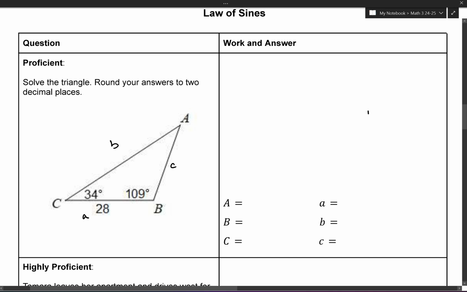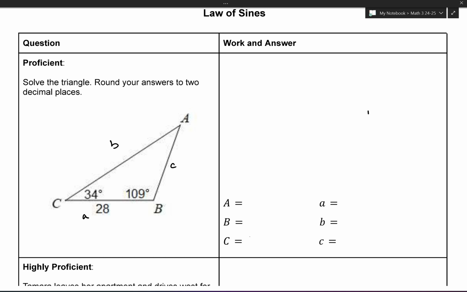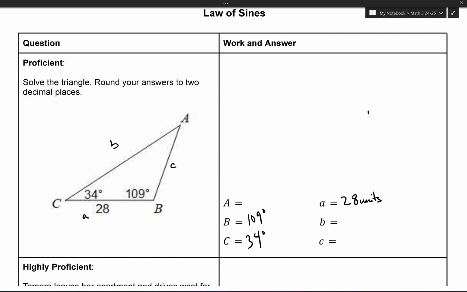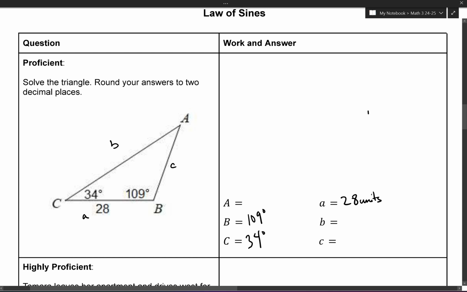So we're actually given some information. We're given angle C, which is 34 degrees. We're given angle B, which is 109 degrees. And we're given side A, which is 28 units. Do you have to put units? I guess you don't have to, but since we don't have an explicit unit of measurement here, I just put units.